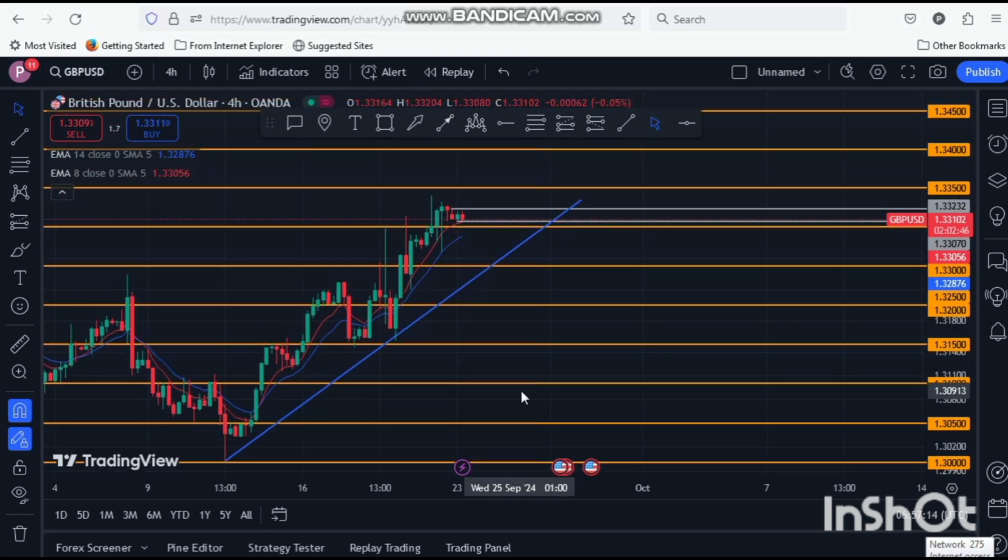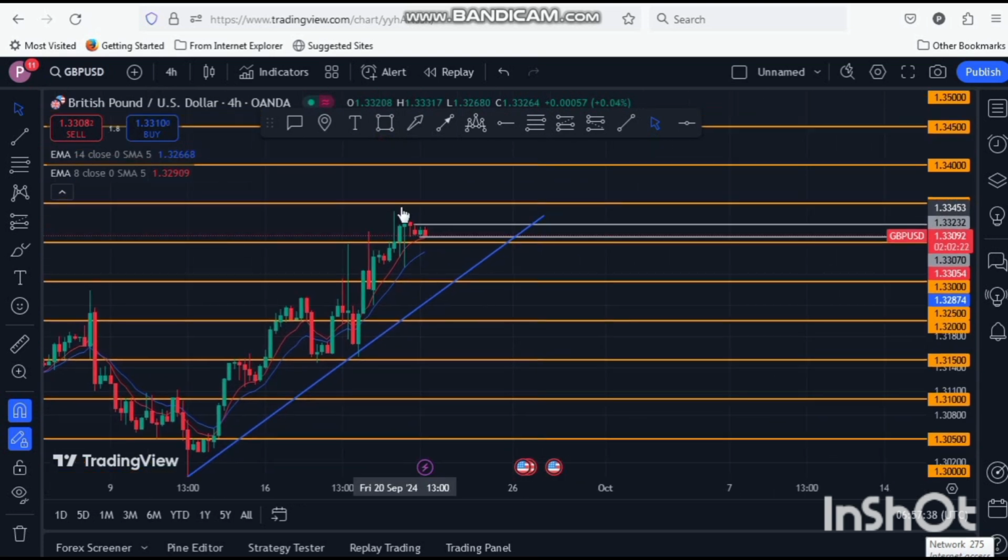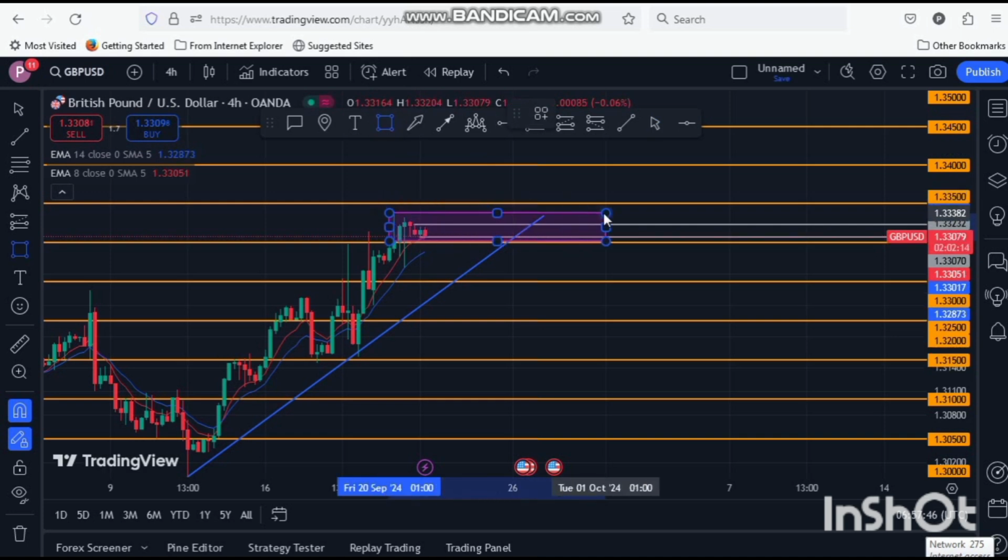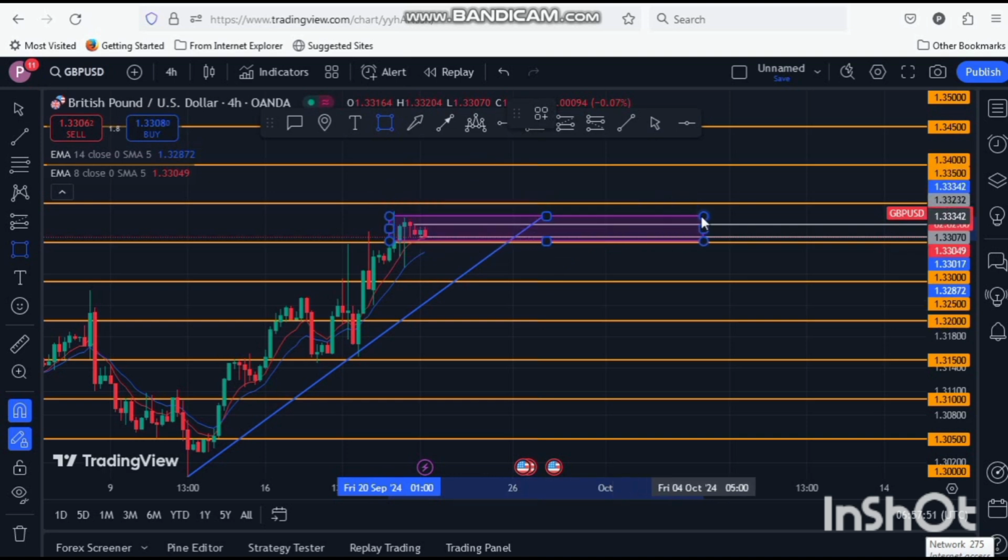Then what next? We have to mark out at least the liquidity zones, where we know that price could possibly get to before a reversal. So we're going to do that. You pick up your rectangle. This is the area that price touched, price went to this area, and then from here it started going down, right?